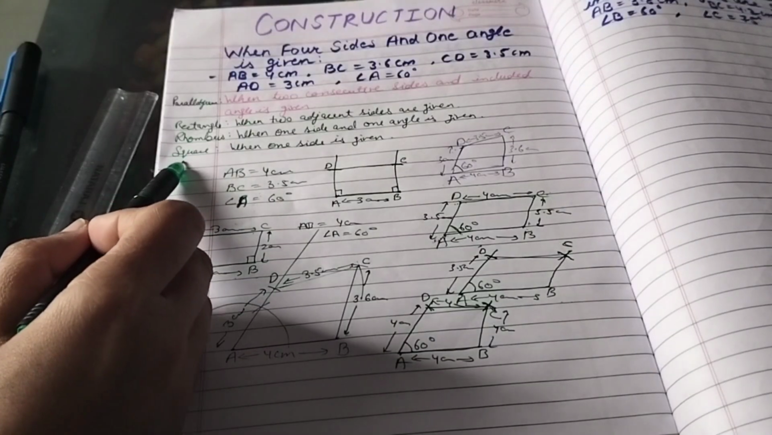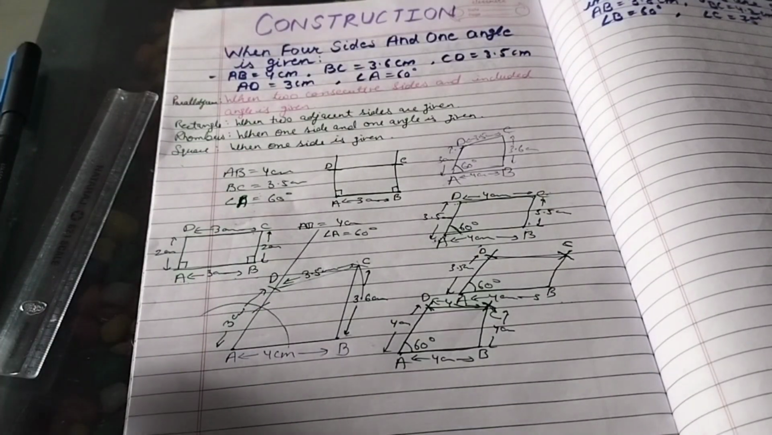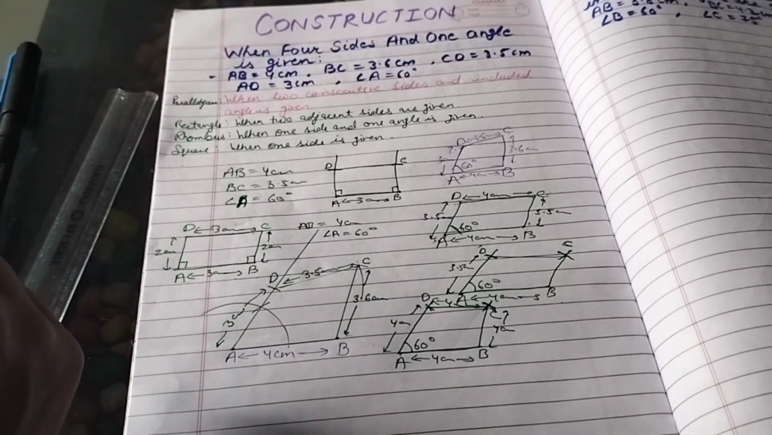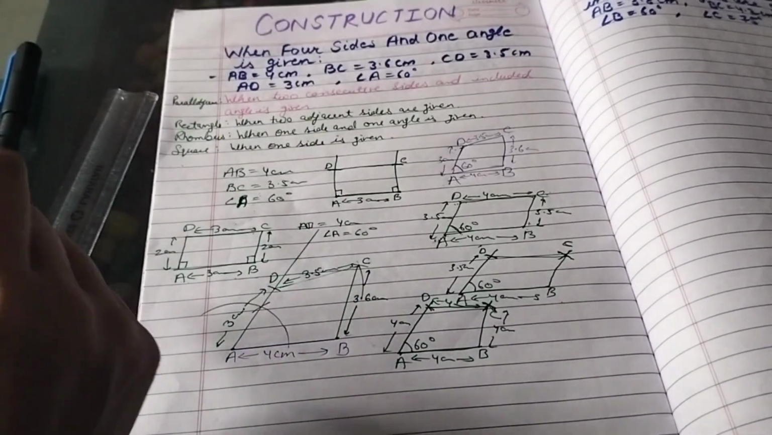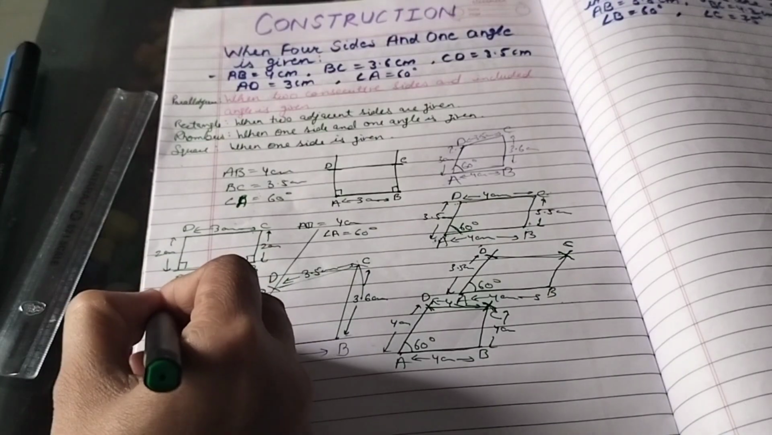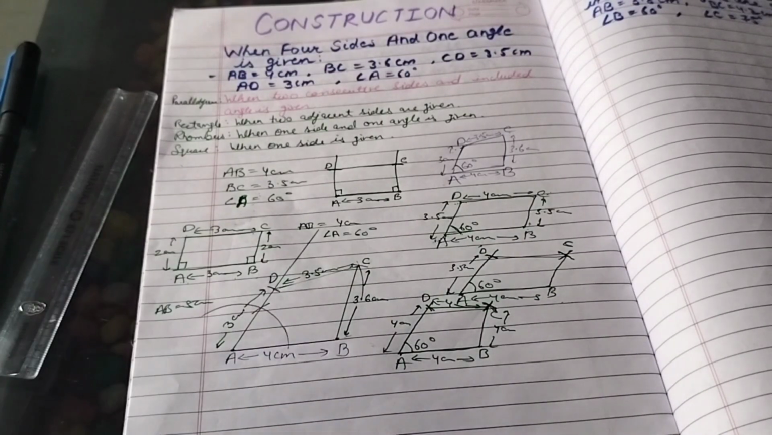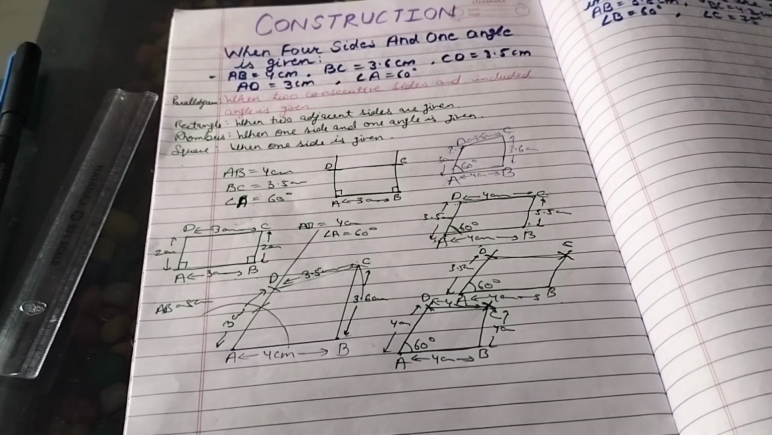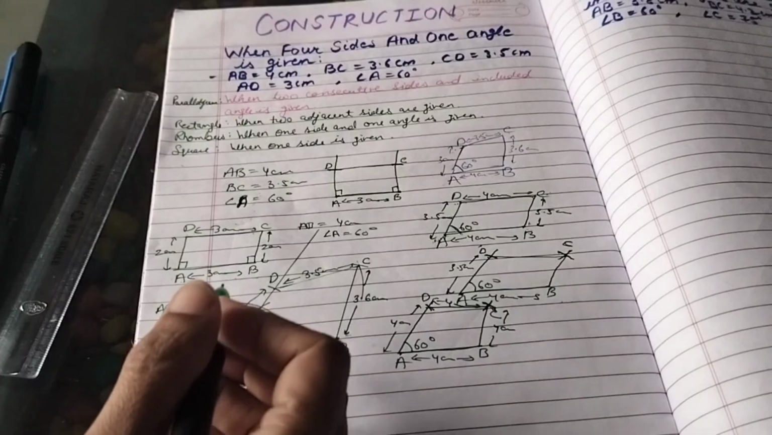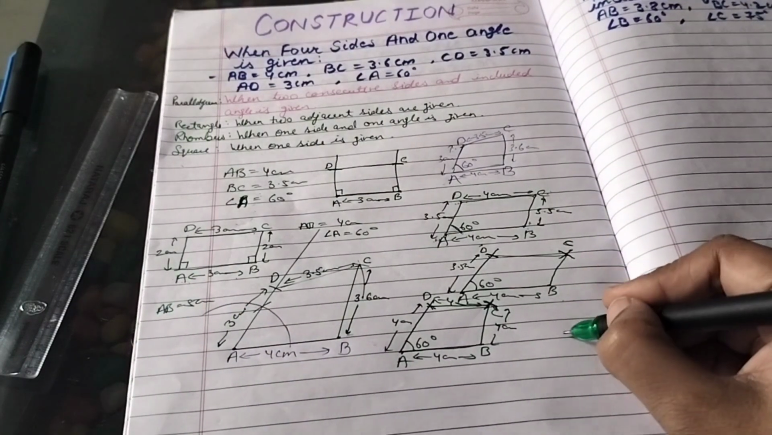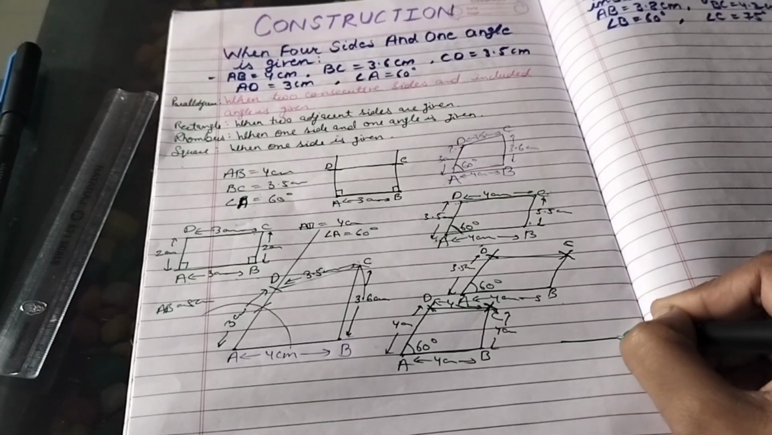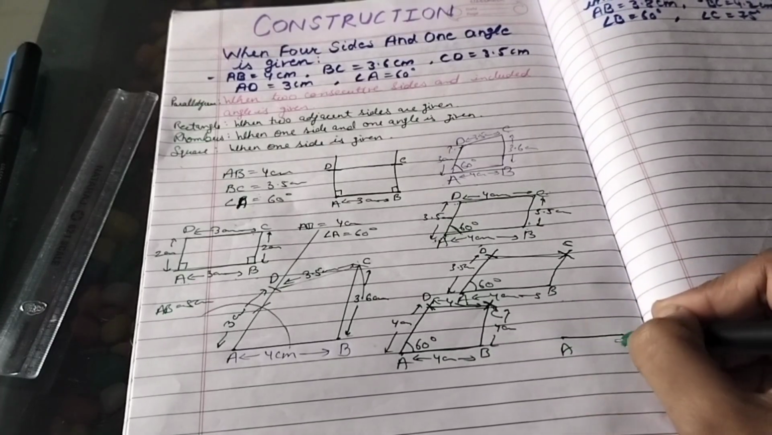Now if we have to construct a square in which one of the sides is given. We know that in a square all the 4 sides are equal, and all the angles are 90 degrees also. Suppose the side AB is given to you as 5 centimeters. How will we construct a square whose side is 5 centimeters? First of all we will be making a line. Say this is your line AB.